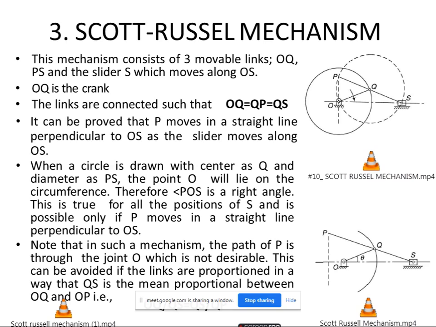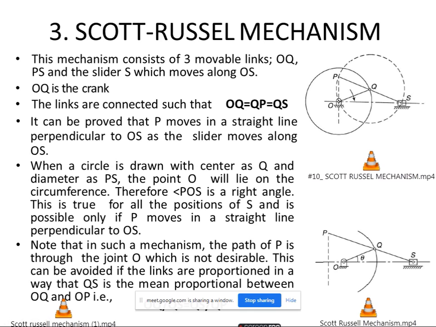equal to QS. So all these lengths, OQ, QP and QS, are equal. Okay, and it can be proved that P moves in a straight line perpendicular to OS as the slider moves along OS. So when this slider is moving in this manner, automatically P is going to trace the straight line. Let us see how it will move.